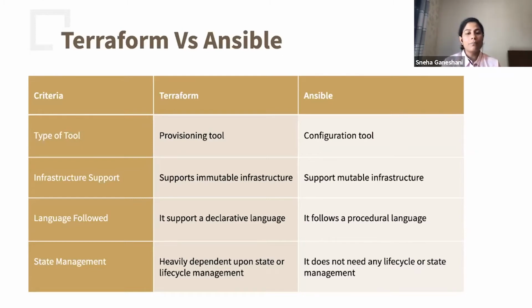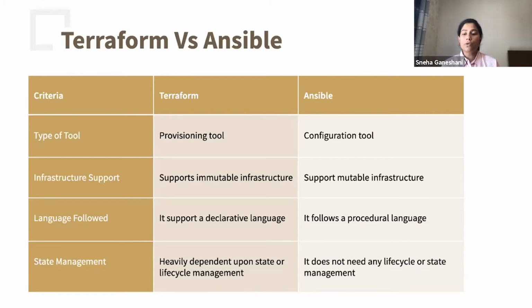Ansible supports mutable infrastructure, wherein, let's say you have deployed Nginx using Ansible and you want to make any configuration changes. So Ansible will make those configuration changes without destroying the existing or underlying infrastructure. Terraform supports a declarative language, which means that you don't have to mention these steps. You just have to mention the desired state which you want, and Terraform will do the rest for you.